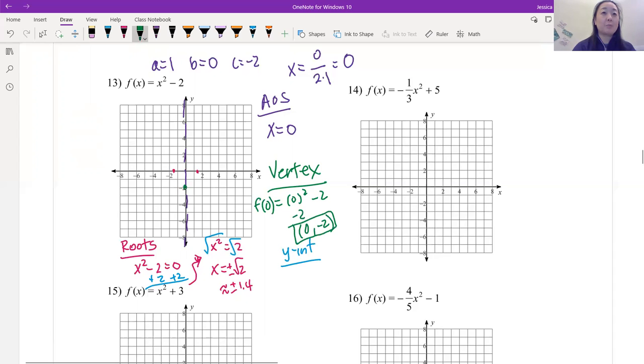Just like that. Looks like it opens up, which makes sense because our A is positive. So it should open up. And our y-intercept, we would do the exact same thing. So all this here, same thing. So our y-intercept is also at 0, -2, so that point is doing two things. It's being the vertex and the y-intercept, both of those. All right, and we're going to just graph this, because if we have at least 3 points, we're good to go. Boom, and just like this.